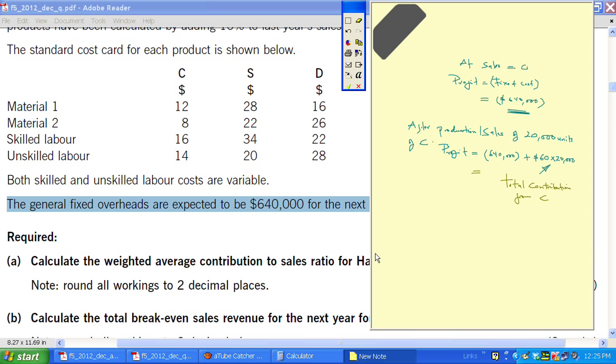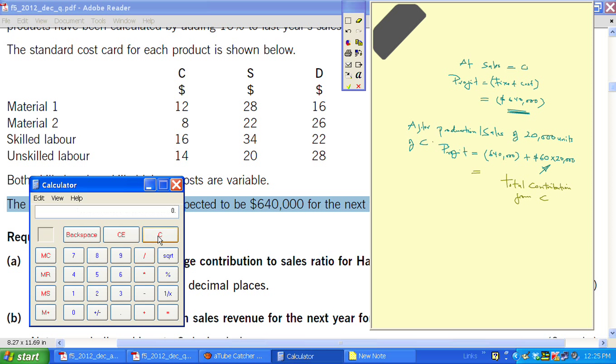So what do we get? We have 60 times 20,000, minus 640,000, which gives us a profit figure of 560,000.